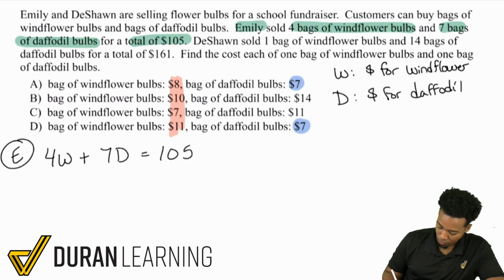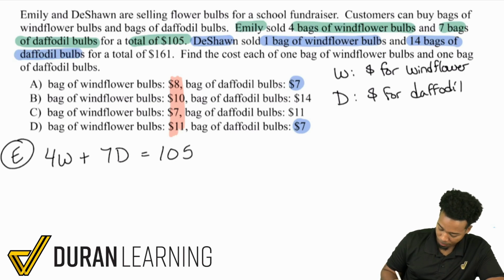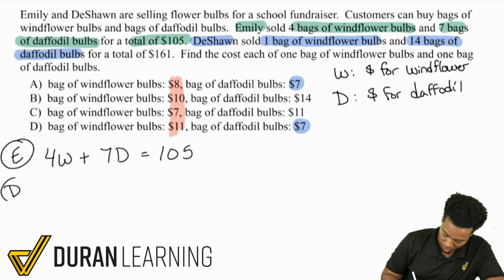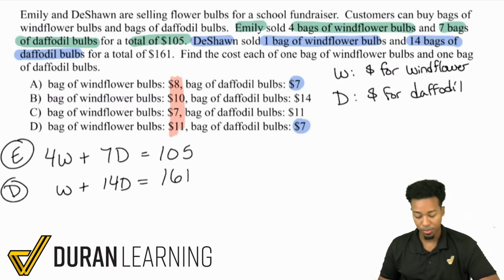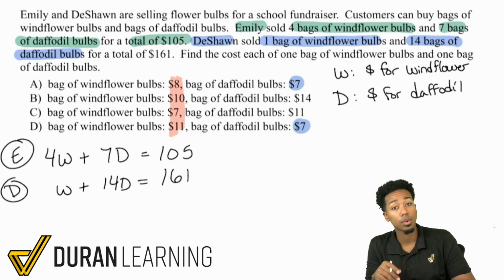Then over here, if we look at our friend Deshaun, 1 bag of windflower bulbs, 14 bags of daffodil bulbs. So for Deshaun, we have 1 bag of windflower, so just W, plus 14 bags of daffodils for a total of $161. So now that we have this, my party people, we can find a way to solve this.